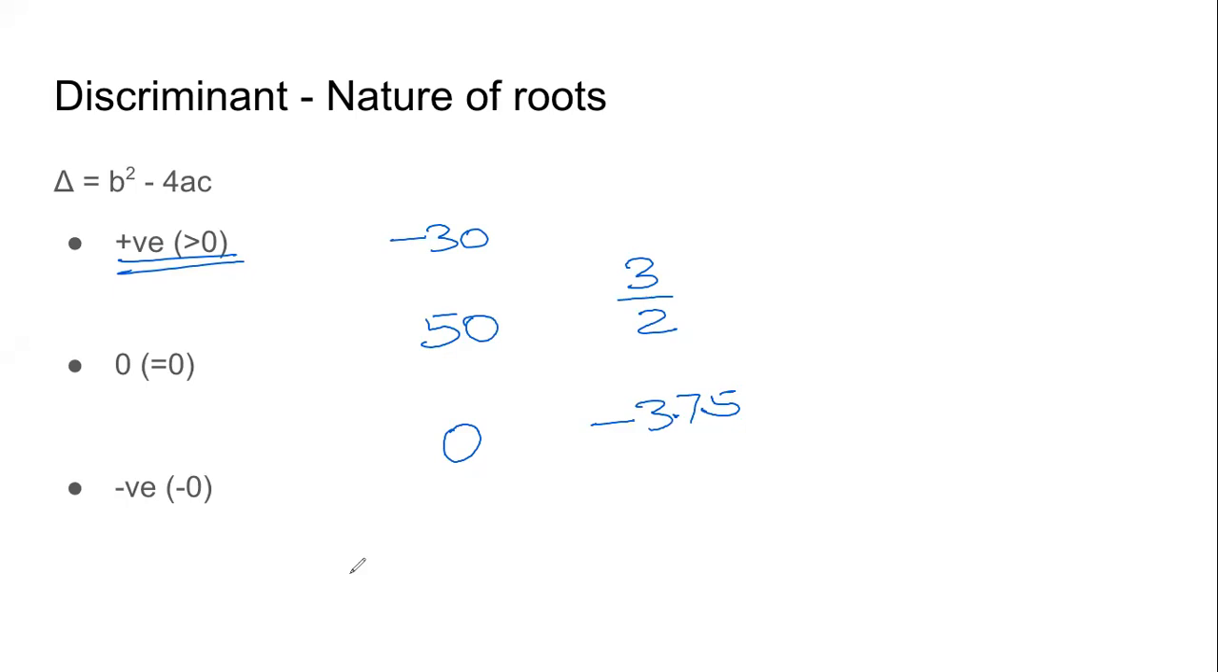Good. All of you are giving the correct answer. The roots now will be not real. They will not be real. Very good.